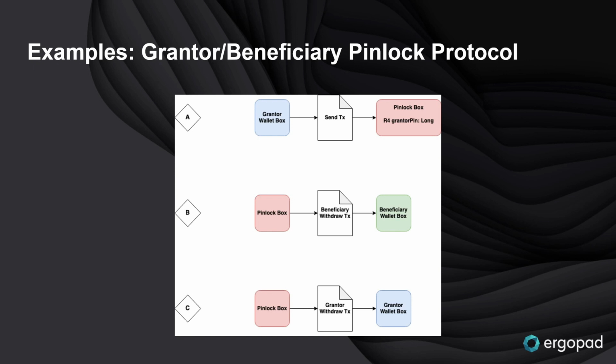In section B, we have the Pinlock box, and that can interact with the beneficiary withdrawal transaction. So that's who the money is for, and the money in the Pinlock box will then get sent to the beneficiary's wallet. If the conditions are correctly satisfied in the Pinlock box contract, then the beneficiary can spend it. So if the beneficiary knows the PIN, then they can unlock the box.